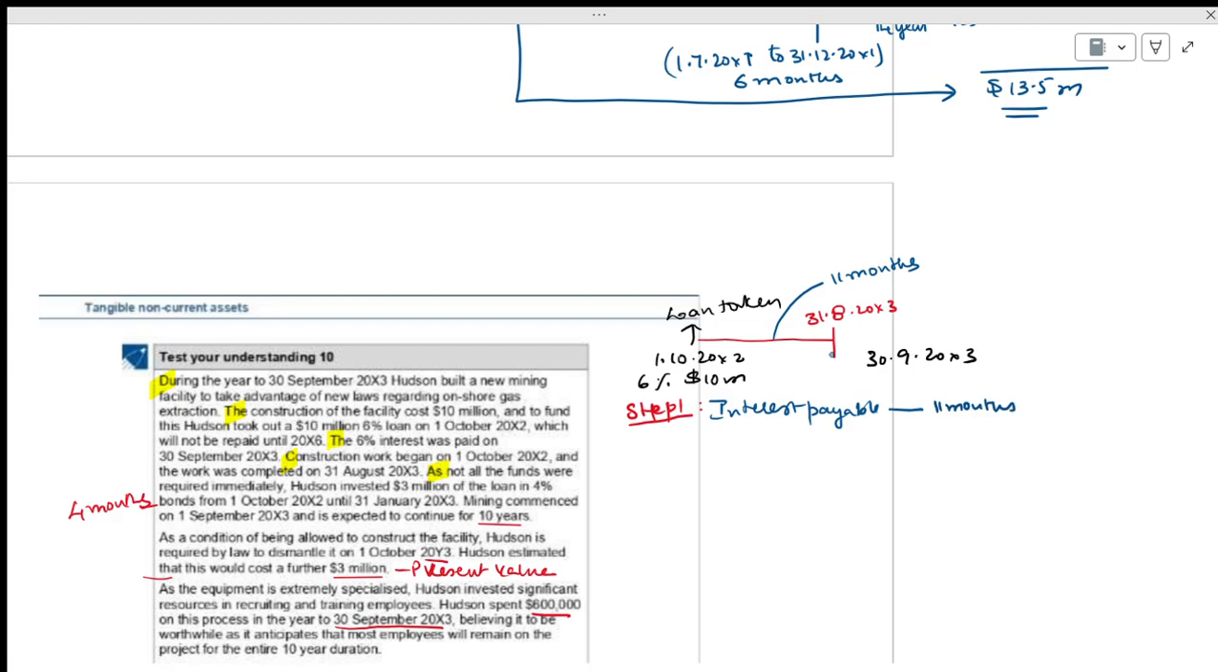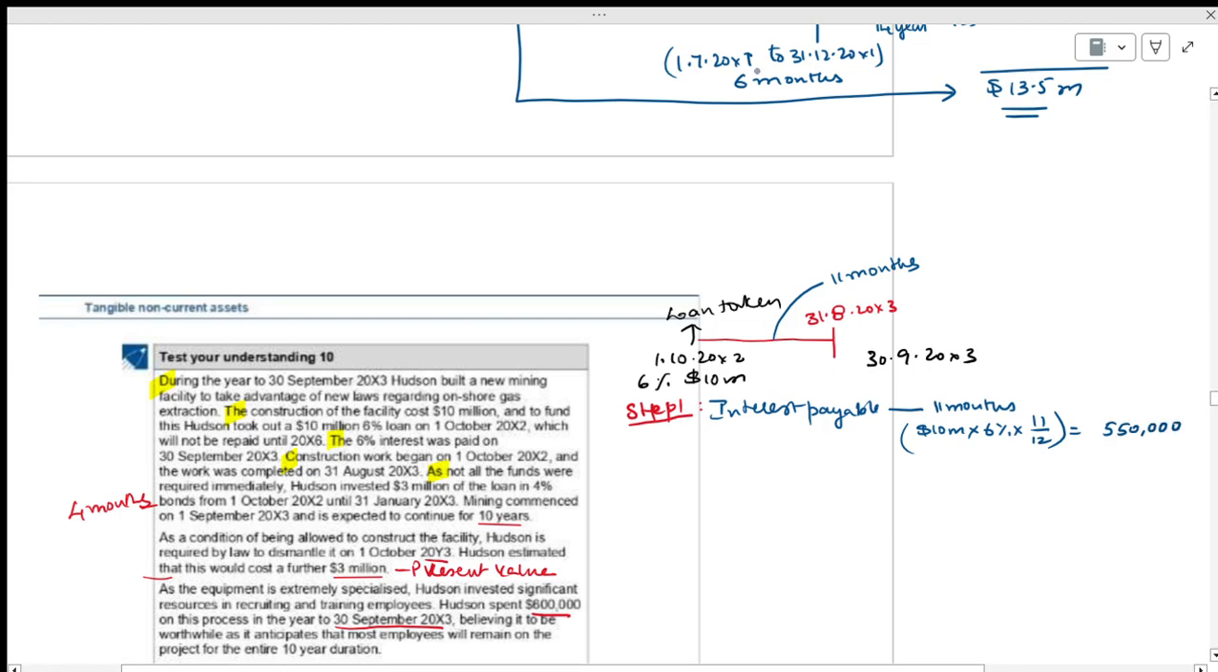What is the loan amount? Loan amount is 10 million at the rate of 6% for 11 months. How much will you get? Yes, Hussein. 550. 550. Okay. Now, fine.